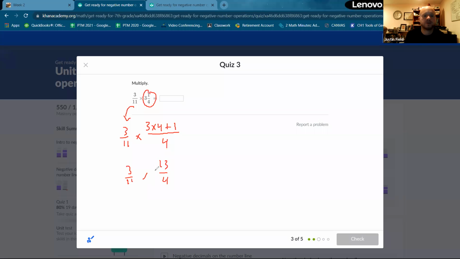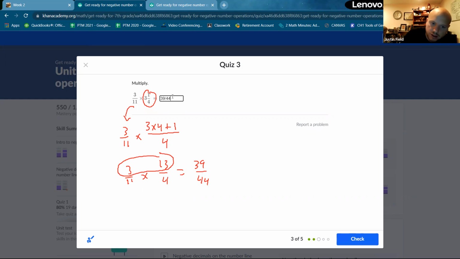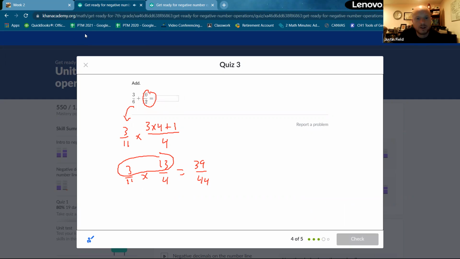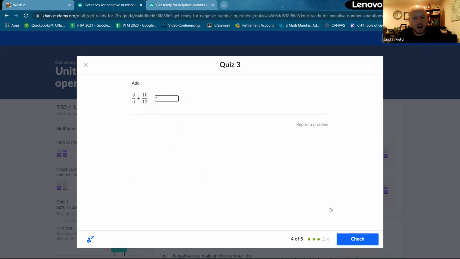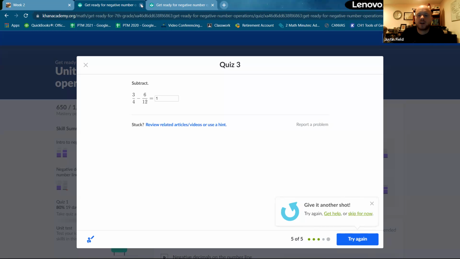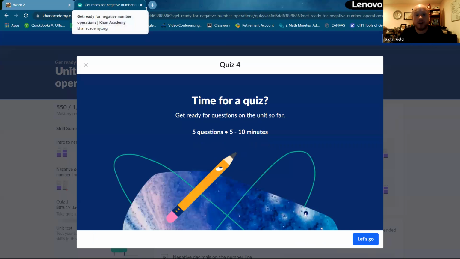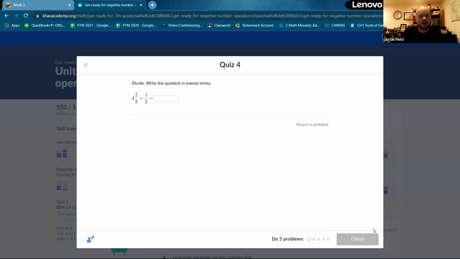Bringing down the 3/11. And now to multiply the fractions, we multiply across. So 3 times 13 is 39, and 11 times 4 is 44. 39 over 44. Okay. All right, you can do this one. I am not doing this one for you. I'm not doing this one for you either. Do it. All right, so fractions are your friend. Take time and let's do fractions, okay?